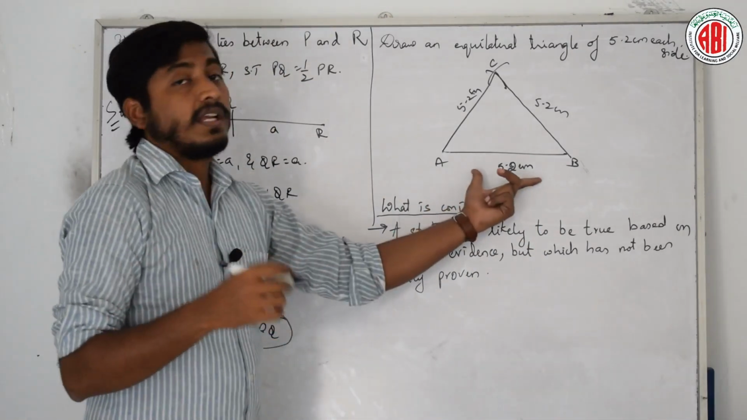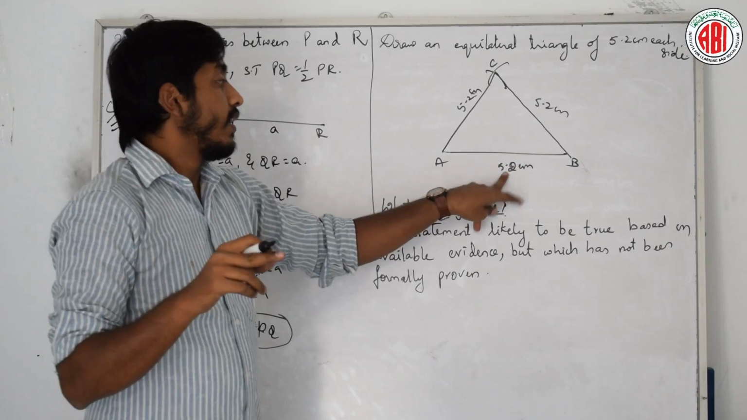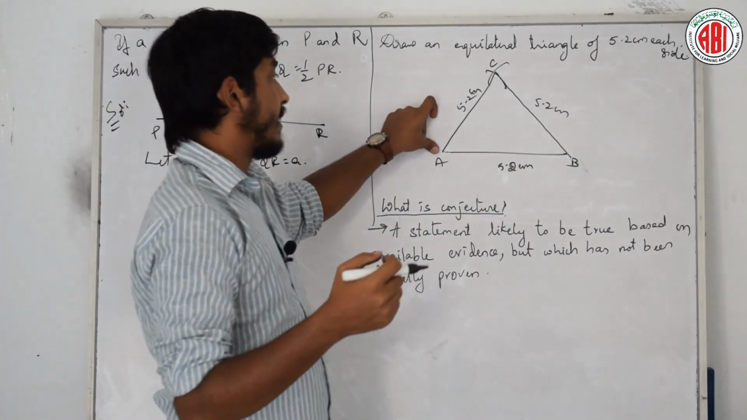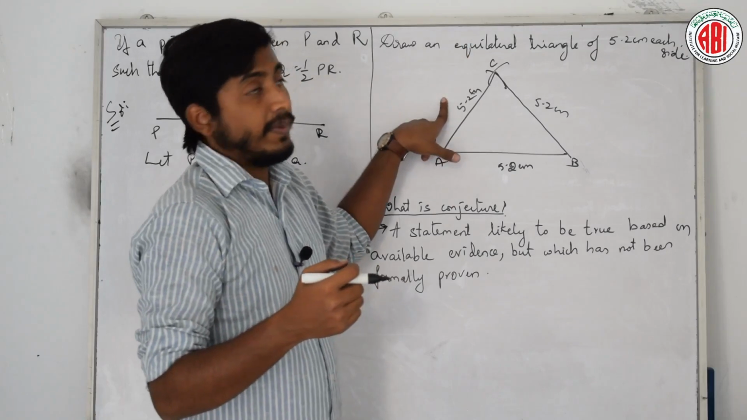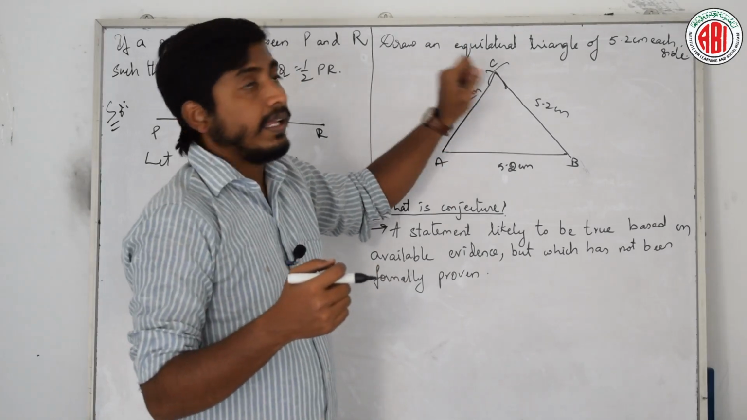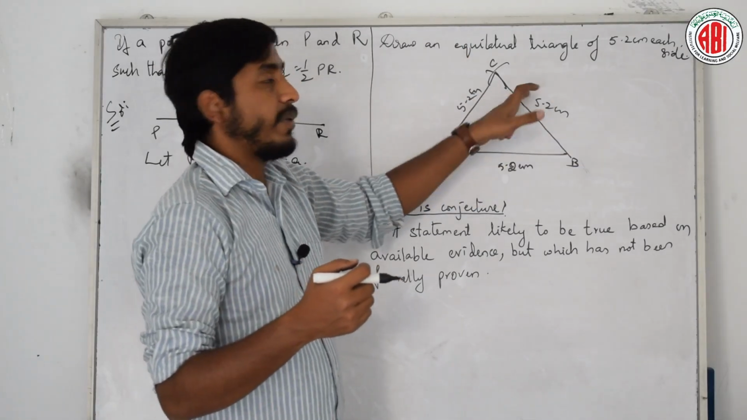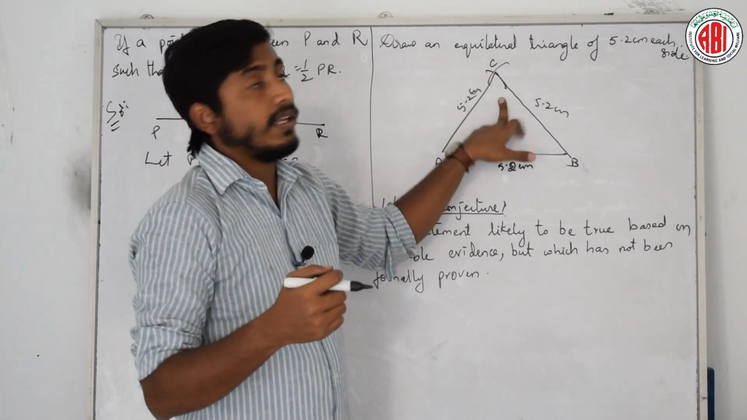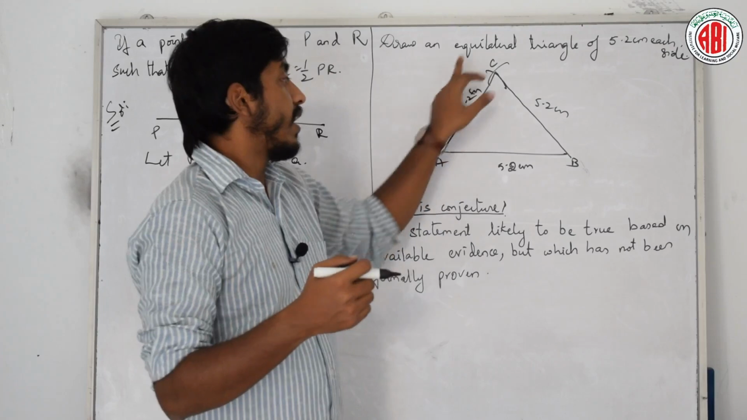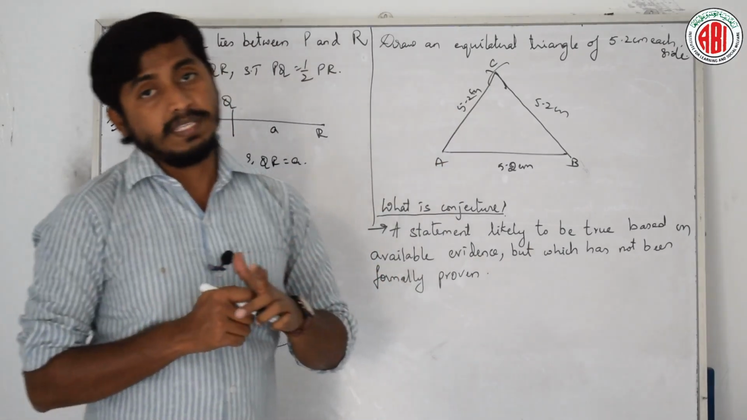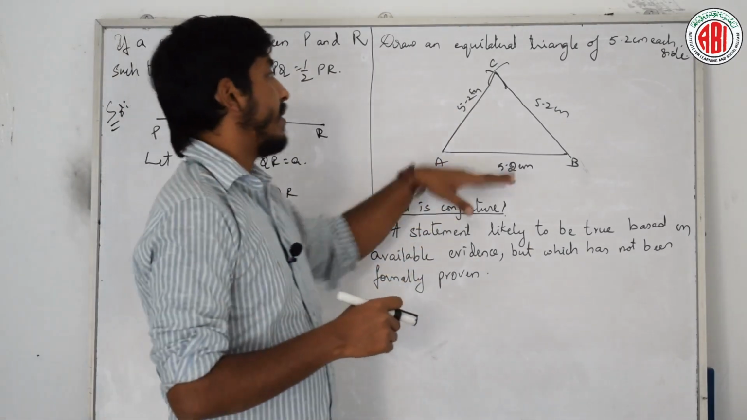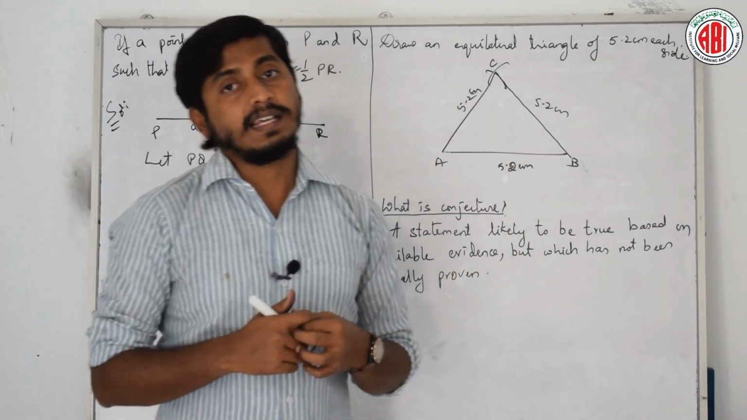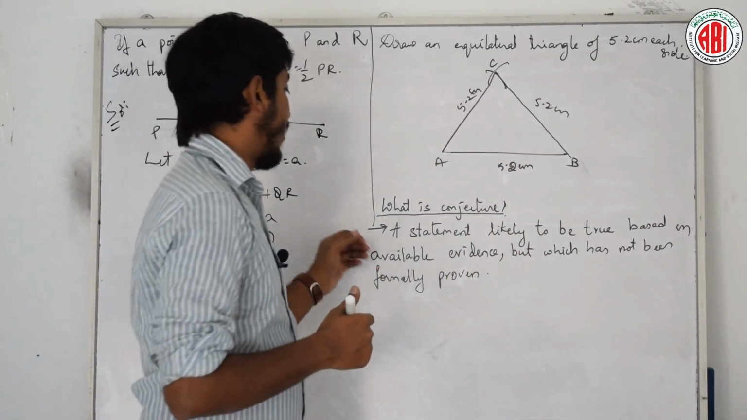What's the first step? Draw a line segment AB with a length of 5.2 centimeter. Then with A as center and 5.2 centimeter as radius, draw an arc. Next, again with B as center and 5.2 centimeter as radius, draw one more arc cutting the previous arc. This point is C, then join AC and BC. Clear? Therefore, ABC is the triangle required. Is it clear? Fine. And one more definition.